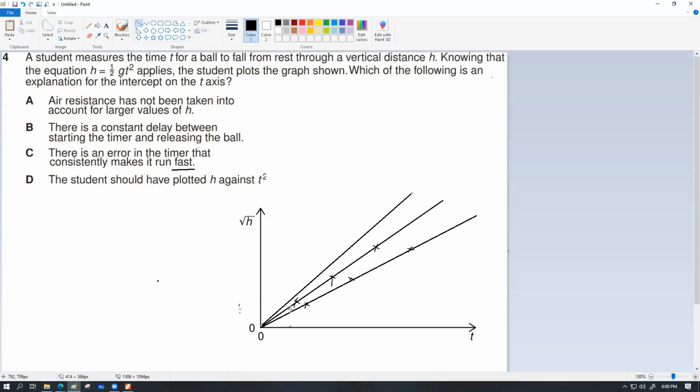Understand, running faster and running slower are two different pieces of information. Running faster means all the time measurements would be somewhat bigger. Running slower means all the time measurements would be somewhat smaller. So that's the difference. But all of these graphs, when properly drawn, are supposed to pass through the origin. They should not have an intercept.